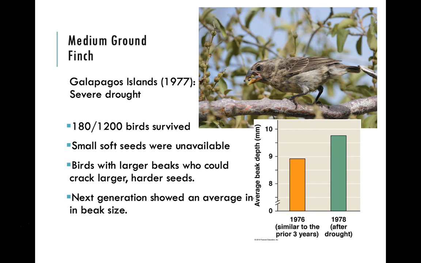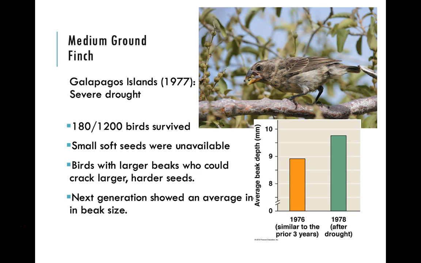But if there are no small, soft seeds, but there are large, hard seeds, and you have a beak already that can crack those seeds, you're going to fare better than those with the small beaks. And so you're going to pass on your genetic information that codes for those beaks. In the next generation, you're going to see a change from a small-beak population to a larger-beak population. Those individuals that have larger beaks are going to represent a larger proportion of the population. So that's exactly what they saw.